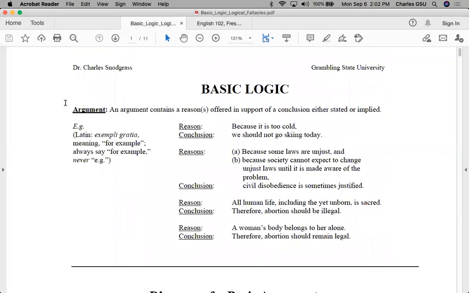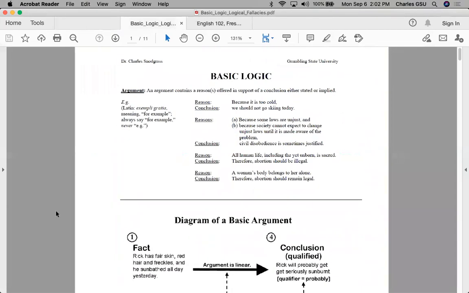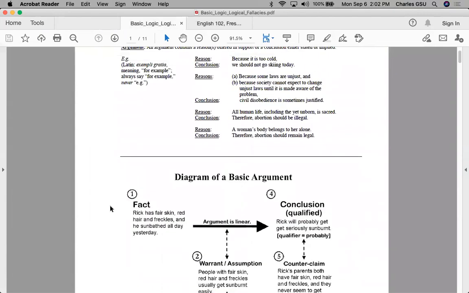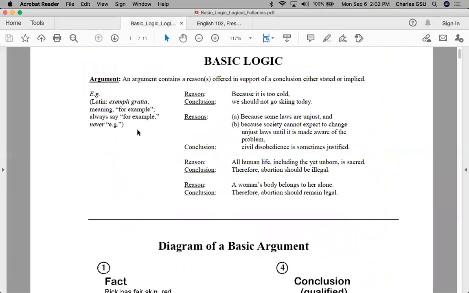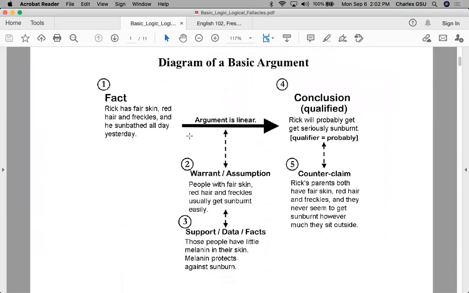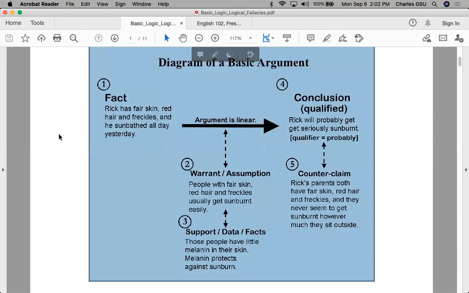So in this handout here of basic logic, the first couple of pages I'm not going to go over too closely because, as it says, it's basic logic and it's kind of straightforward. Like, what is an argument? Well, there's a reason and conclusion. There's some examples of basic arguments, and then a diagram here of a basic argument.